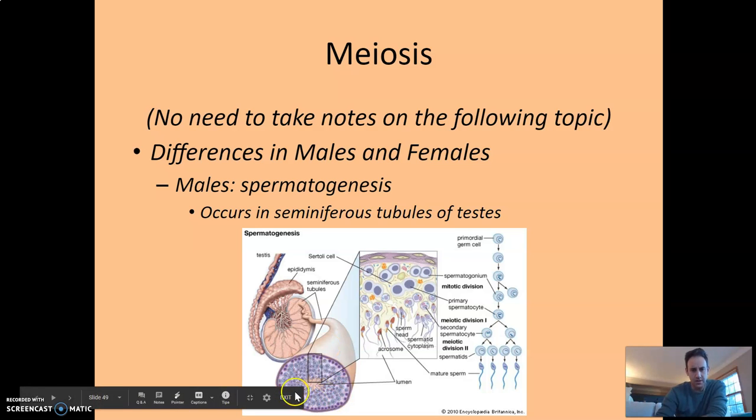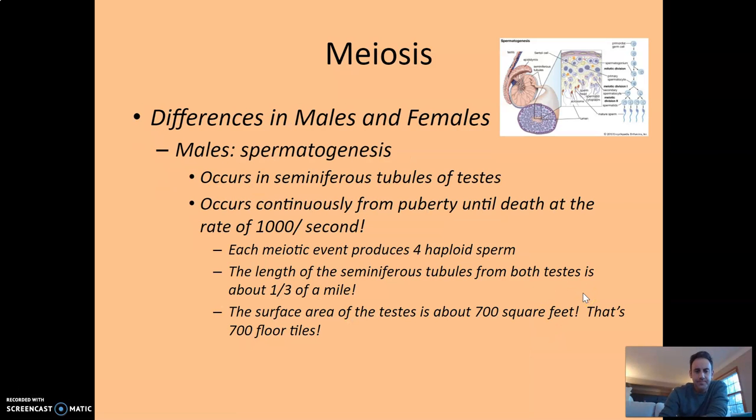And all along the wall of that tubing, meiosis is happening. And while meiosis is happening, that's actually producing sperm at the same time. Now, in males, spermatogenesis happens continuously from puberty until death at the rate of 1,000 per second. Think about that. Like when you're counting 1001, 1002, 1003, you're not only timing seconds, you're also counting how much sperm the average male is producing. It's incredible. Every time you do meiosis, you produce 4 haploid sperm, as we've discussed, because there's 4 daughter cells that result.